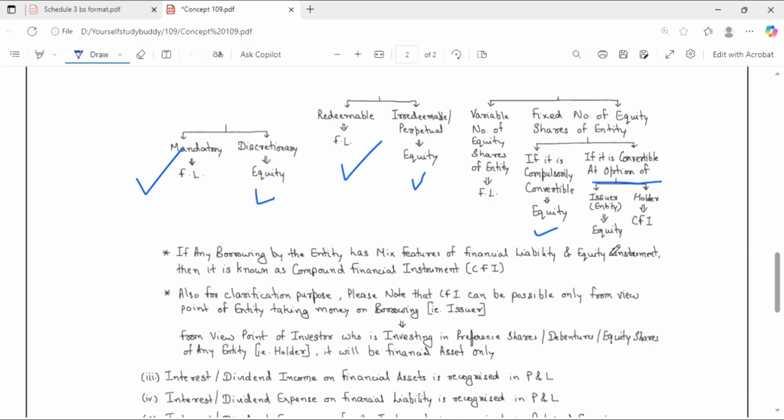So it is recommended to show it as an equity, but if the option is given to the holder, to the person who has purchased that debenture. Okay, so that holder is having the option. So in that case, that instrument will be called a compounding financial instrument. So now what is a compounding financial instrument? It is a mixed feature of both financial liability and equity instrument.